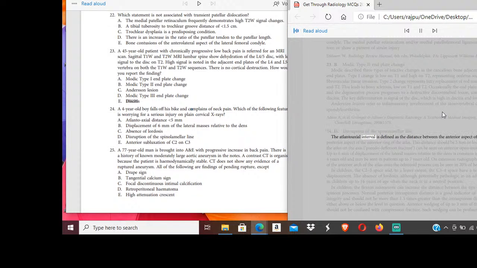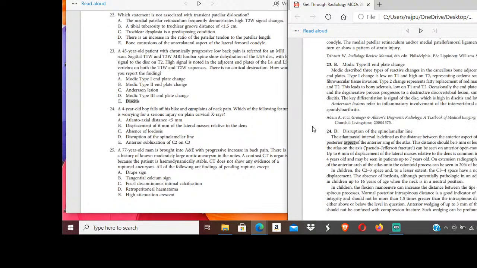The atlantoaxial interval is defined as the distance between the anterior aspect of the dens and the posterior aspect.